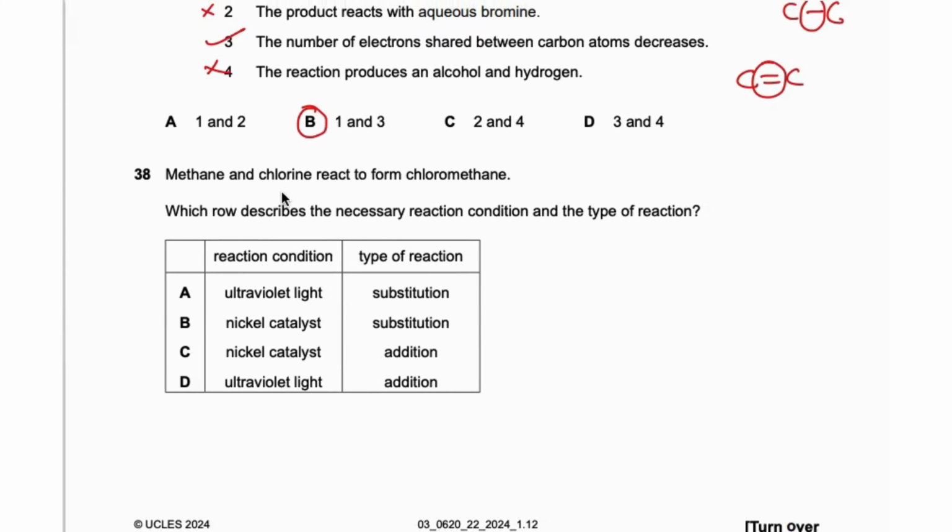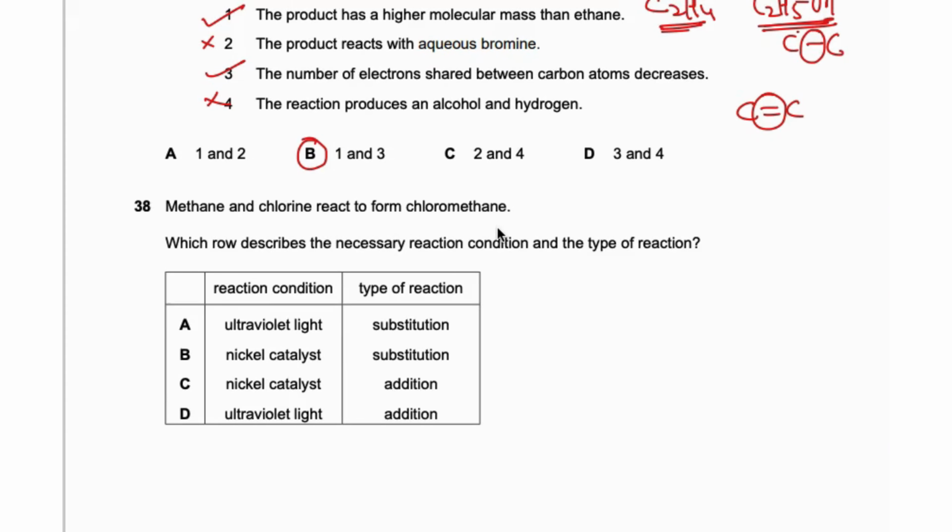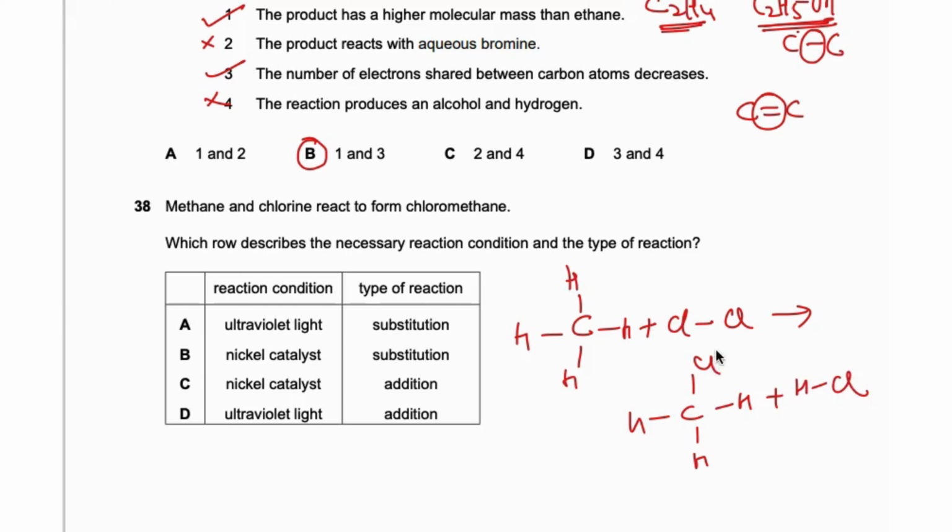38. Methane and chlorine react to form chloromethane. We have done this reaction. Which row describes the necessary reaction conditions and the type of reaction? When methane reacts with chlorine, it is known as a substitution reaction because one hydrogen atom of methane is substituted by Cl. So chloromethane is formed, and HCl is formed. It is a substitution reaction, not addition. So A and B, and the reaction condition is ultraviolet light, not nickel as a catalyst. So A is the right answer.